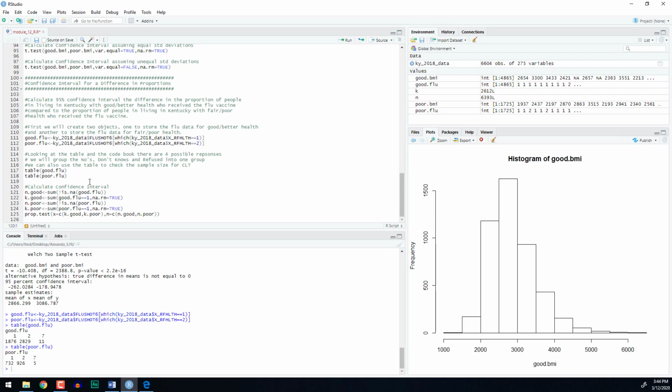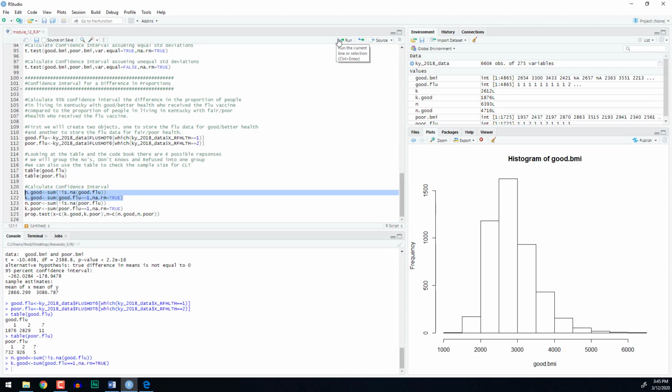And so now we can use this information to calculate the confidence interval, and we're going to do the same thing that we did with the single proportion, except we're going to do it for each of the two groups that we now have. So these first two lines of code are going to find the total number of people that had the good health, and then find the total number of those with the good health who said, yes, I got my flu shot. So that's my N and my K. So we can run these two lines of code.